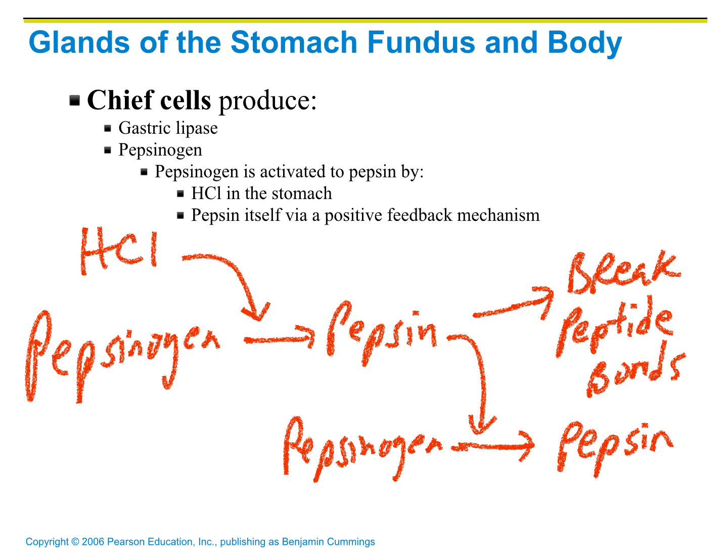Why do we denature the protein? Well, it's a globular protein, and some of those peptide bonds are on the inside, so we have to unfold the protein to get to those peptide bonds. So the HCl not only converts pepsinogen to pepsin, but it also will unfold or denature the protein, and by doing that, it exposes the peptide bonds on the inside to the pepsin, and thereby we can break down those peptide bonds. Now, so those are two functions of HCl.